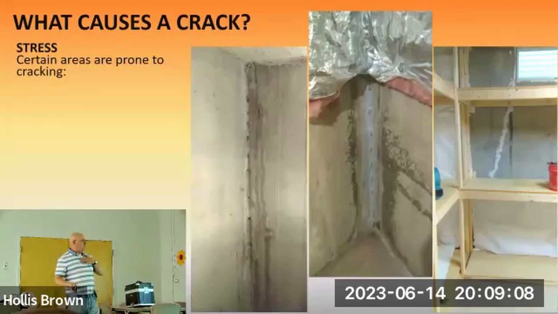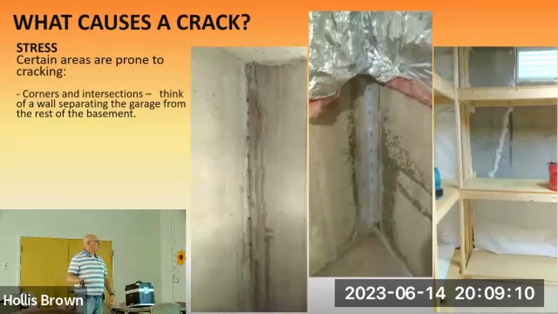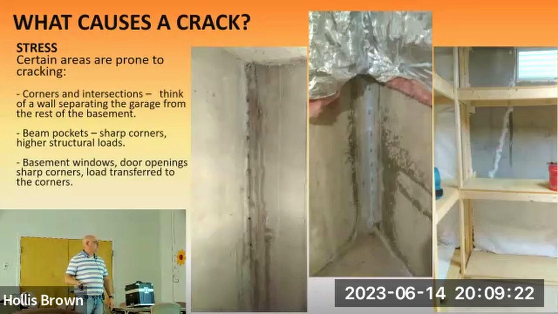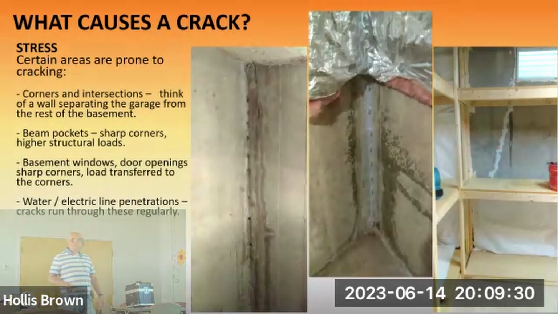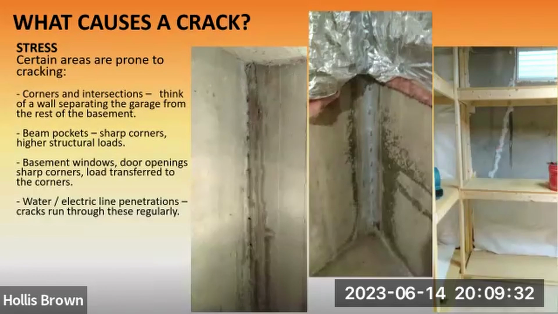Certain areas, I already covered this, but we're going to look at it now. Corners and intersections. Think of a wall separating the garage from the rest of the basement. You see that quite often. Beam pockets, sharp corners, higher structural loads. Basement windows, door openings, sharp corners, load transferred to the corners. I've already discussed that. And then water and electric line penetrations.